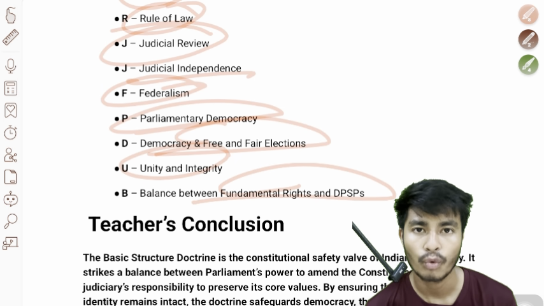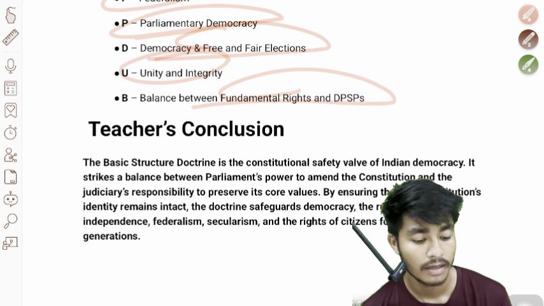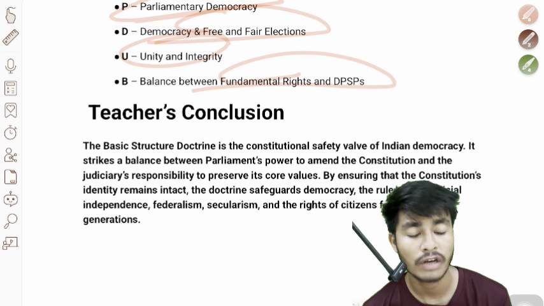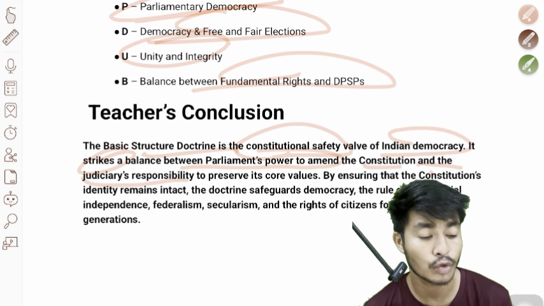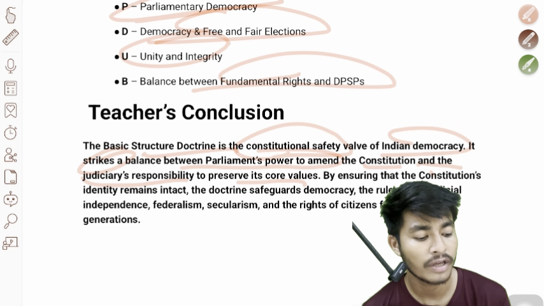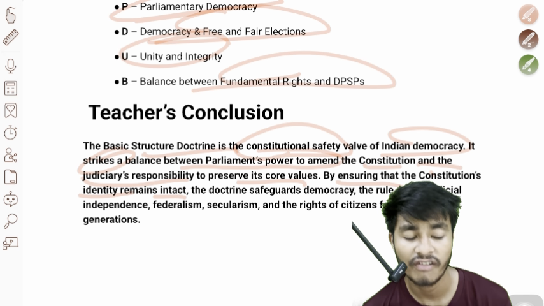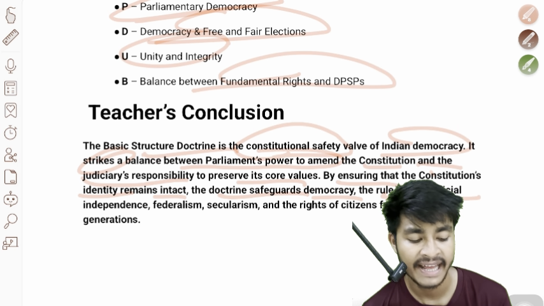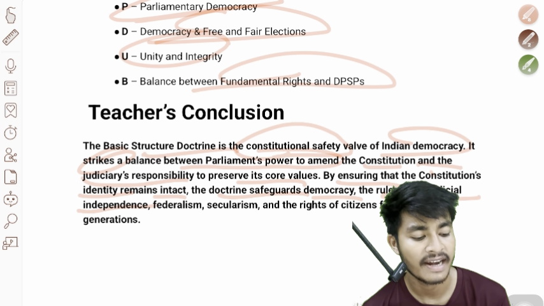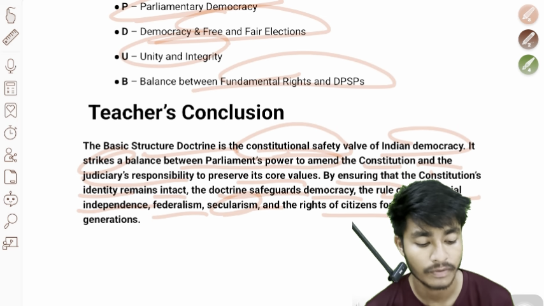So now move to the conclusion. The basic structure doctrine is the constitutional safety valve of Indian democracy. It strikes a balance between Parliament's power to amend the Constitution and the judiciary's responsibility to preserve its core values by ensuring that constitutional identity remains intact. The doctrine safeguards democracy, the rule of law, judicial independence, federalism, secularism, and rights of citizens for future generations.